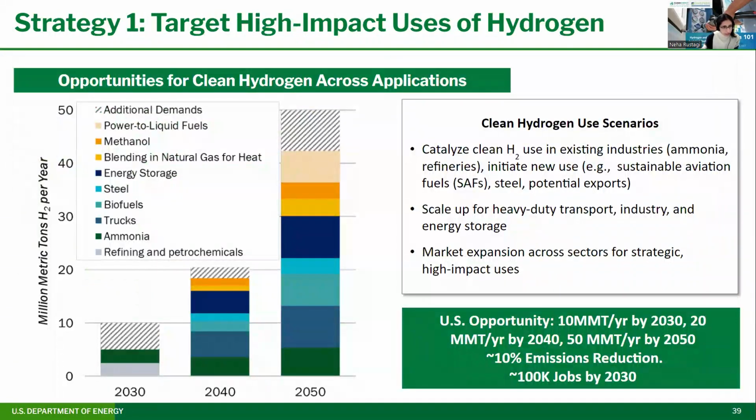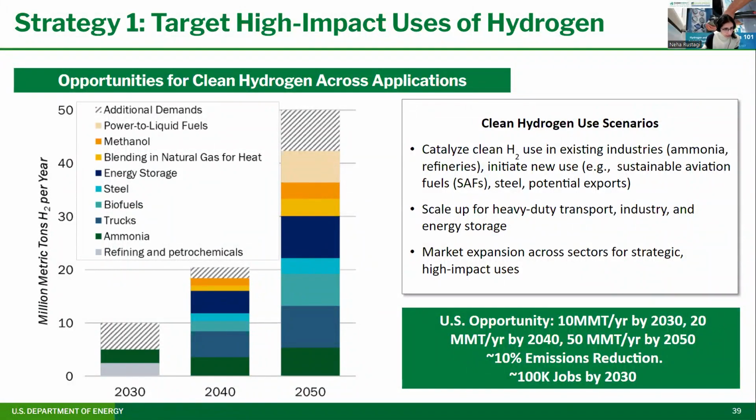All right, so first I'm going to talk about strategy 1, targeting high impact uses of hydrogen. Some of the sectors we've identified where hydrogen can play a unique role include, for example, chemicals production. Ammonia is a chemical that relies on hydrogen today, so that means displacing traditional hydrogen from natural gas with clean hydrogen, refining and petrochemicals where hydrogen is also an essential feedstock or an essential part of the process.